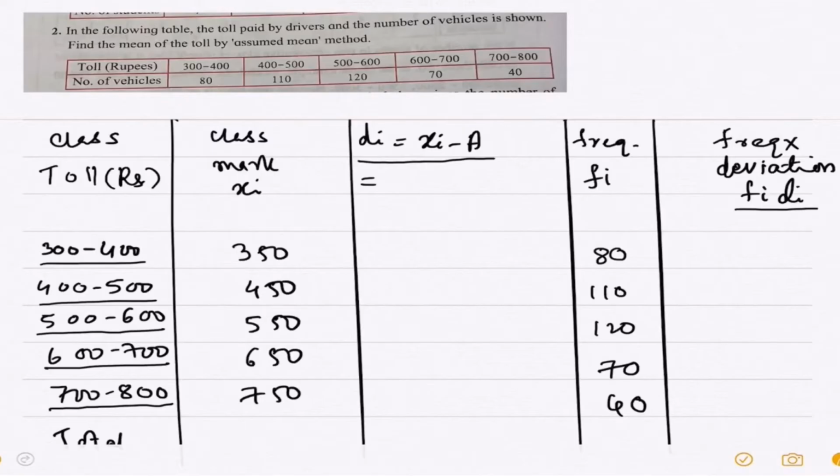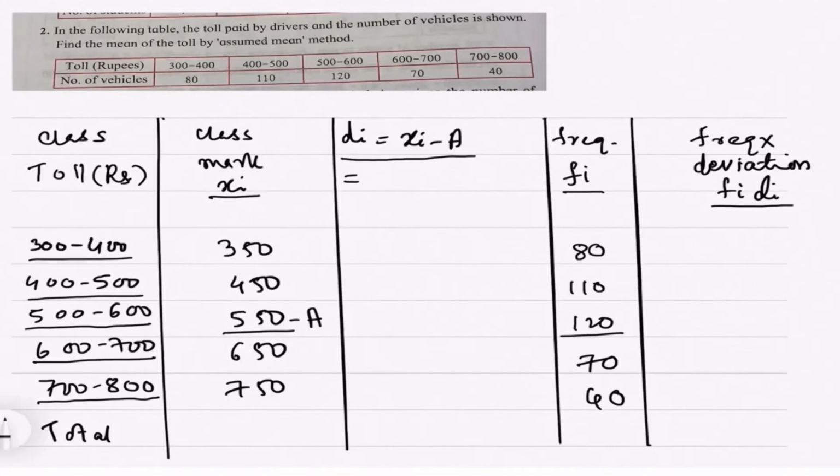Now, how to select the value of A? A is the value of xi for which frequency is maximum. So, which value of xi has maximum frequency? It is 550, for which the frequency is maximum at 120. So, 550 is the value of A. So, the deviation di equals xi minus A, that is xi minus 550.